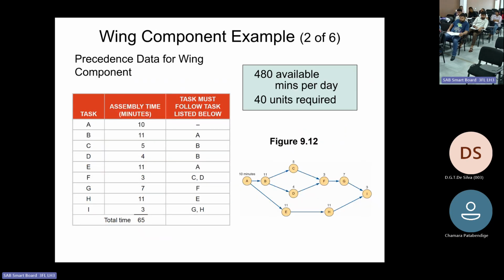So this is the precedence diagram that we should begin, and we should show the task time also on the diagram so that we can easily follow. So for A, 10 minutes. For B, 11 minutes. So likewise, complete the task times. C for 5 minutes. D, 4 minutes. E, 11 minutes. So likewise, complete.